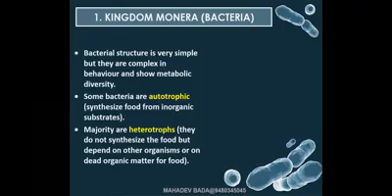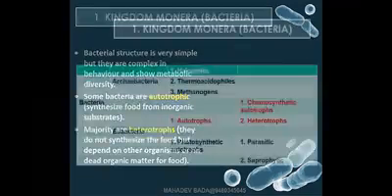Bacterial structure is very simple, but they are complex in behavior and show metabolic diversity. They have a cell wall and ribosomes, and a well-organized nuclear membrane will not be there. DNA is scattered in the cytoplasm. That's all, it is very simple in structure. Some bacteria are autotrophic, capable of synthesizing their own food from inorganic substances. The majority of them are heterotrophs. They depend upon other organisms or on dead organic matter for food.